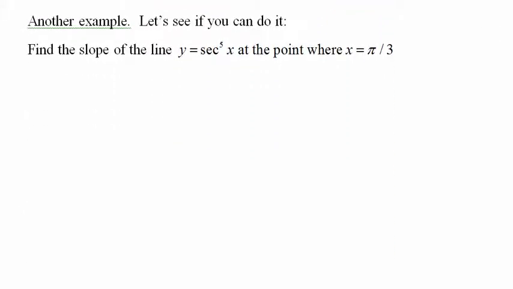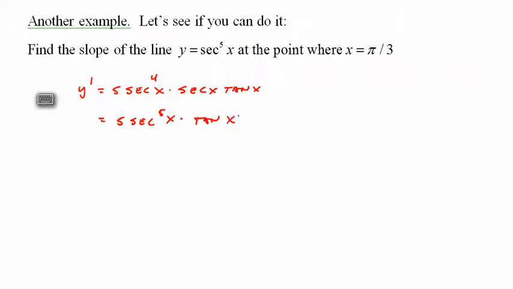So let's see if you can do this one. You can pause the recording and try it yourself. Find the slope of the line y equals secant to the fifth x at the point where x equals pi over 3. So pause if you want because I'm just going to run and do this. Y prime equals 5 secant of x to the fourth times secant x tangent x, which is equal to 5 secant to the fifth x times tangent of x. We're just finding the slope of the line. So we plug in x: 5 times secant to the fifth pi over 3, tangent of pi over 3.